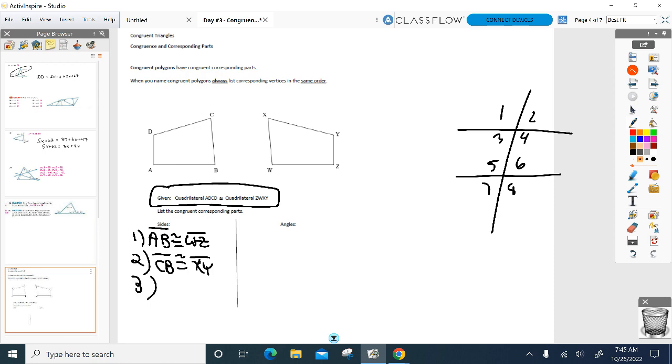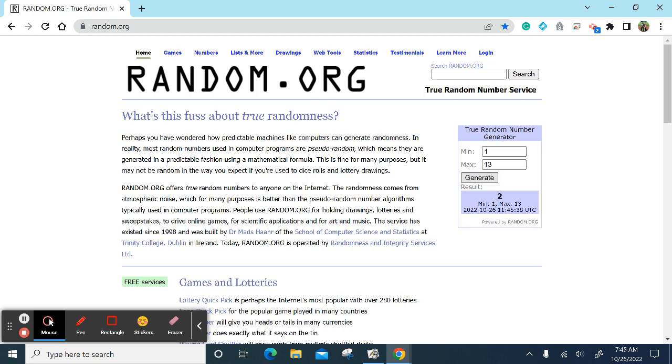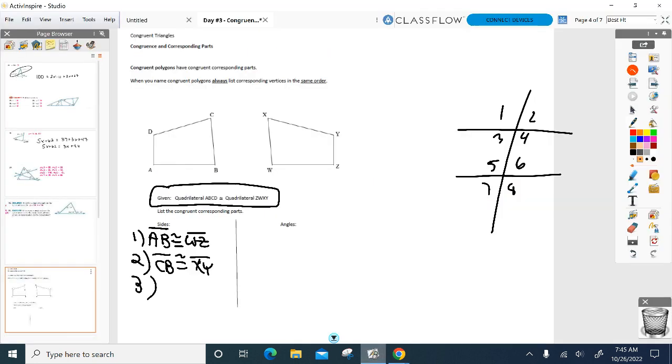Keep rolling. One more pair, and I'll take care of the final one. XY. Got it already. Relax. CD, XY. Why did I write XY there? Hold on. CD and XY. It's CB and XW. Relax. There you go. We're good.